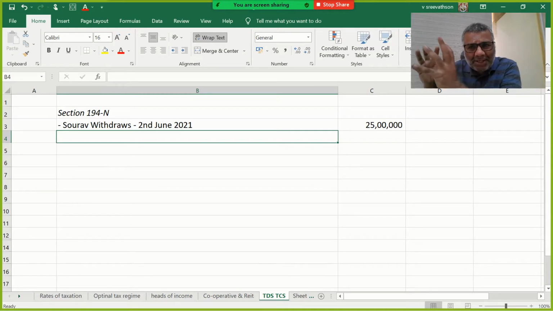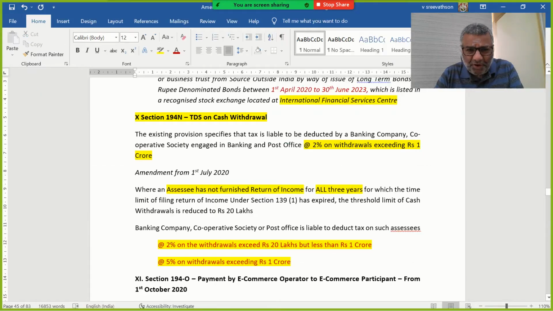Now the bank has to ask Saurav to give them the proof that he has filed a return at least for 1 year out of the 3 years. Which 3 years is the question now. For that, we need to understand this particular sentence very calmly: where the assessee has not furnished a return of income for all 3 years for which the time limit under 139(1) has already expired.